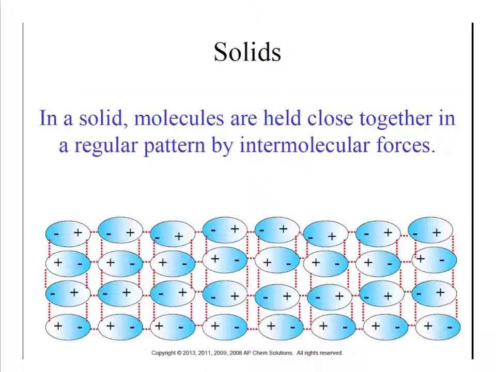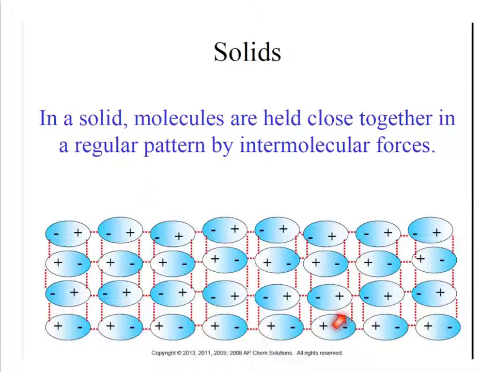So here's a slide we've seen before. This is just to remind us how a solid looks. And so all the molecules are going to arrange themselves. In this case, we're looking at some polar molecules lining themselves up, negative to positive dipoles. And we're going to have those intermolecular forces. Those would be dipole-dipole bonds that are holding it together in this structure.